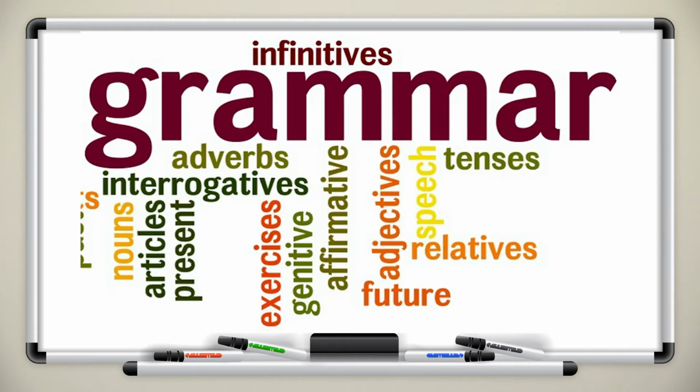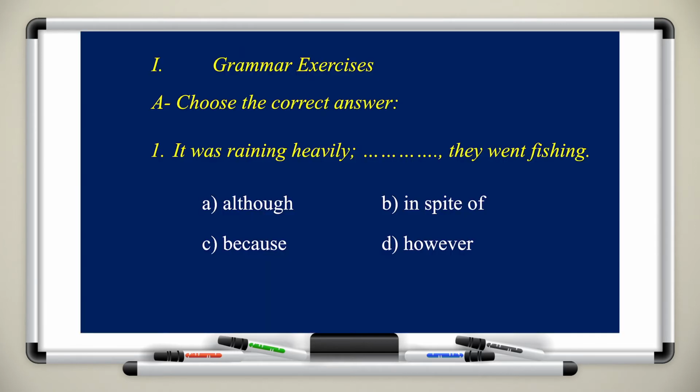Let's tackle the grammar. Now we have grammar exercises. Choose the correct answer. It was raining heavily. Blank, they went fishing. And notice we have a comma. And remember, in our grammar lesson, we said, however, after however, we put a comma directly.